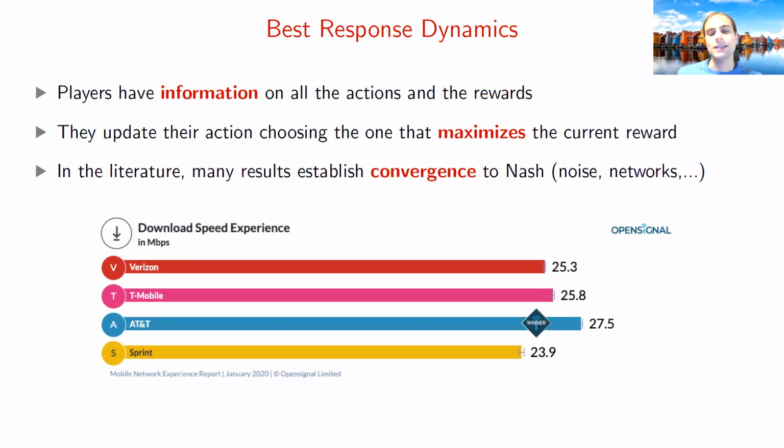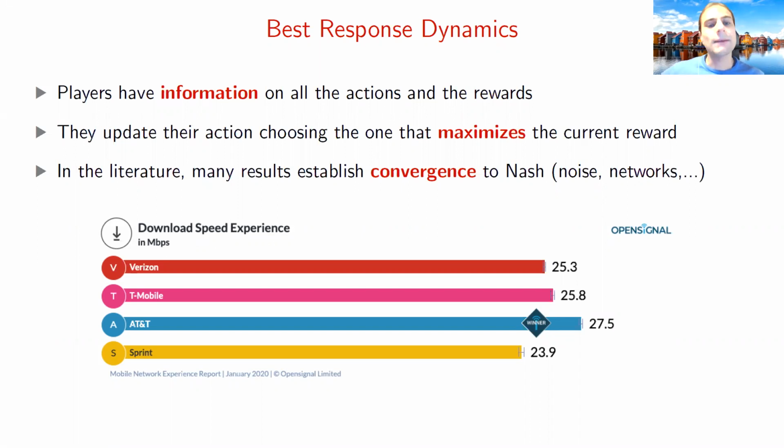For instance, imagine that you want to change your mobile phone provider. What you can do is go online, look at the performances of all the mobile phone providers you can choose, and decide for the one that maximizes the performance you are interested in. For instance, here, if you were in the US in January 2020 and wanted to maximize your download experience, you should have chosen AT&T. And then, of course, this performance can change depending on your action and on the action of the others, so you can revise it as time evolves.